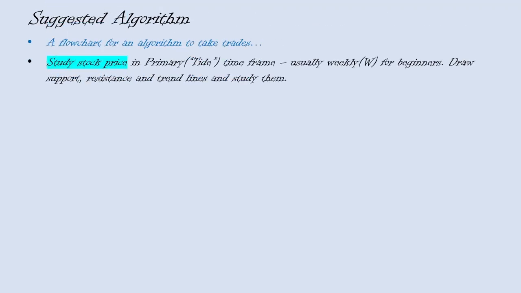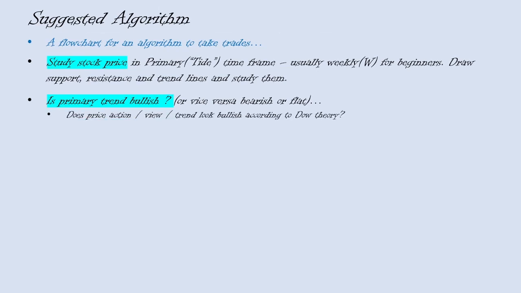Okay, so the first step is definitely to study the stock price in the primary time frame. See, for beginners, usually we trade once in a day. Therefore, weekly is our tide or the primary trend. You can draw support resistance lines, you can draw trend lines and study it. Then we have to see whether the primary trend is bullish, bearish, or flat. All the text here is given for bullish, but remember for bearish it is just vice versa.